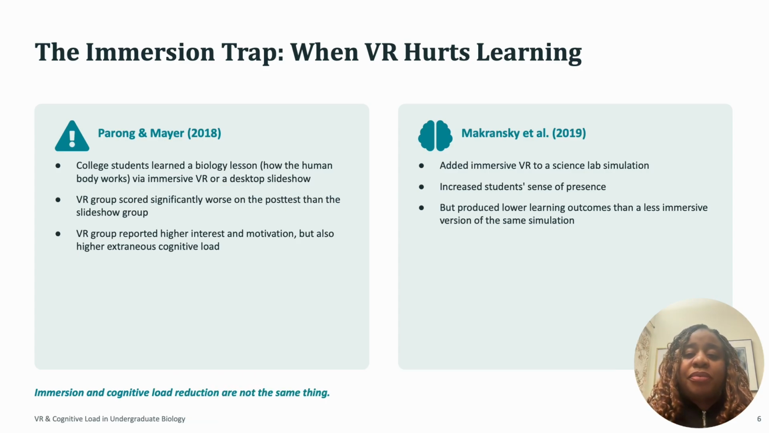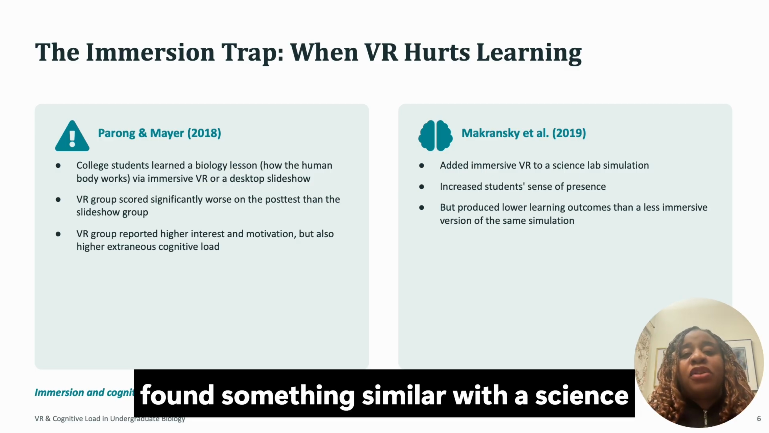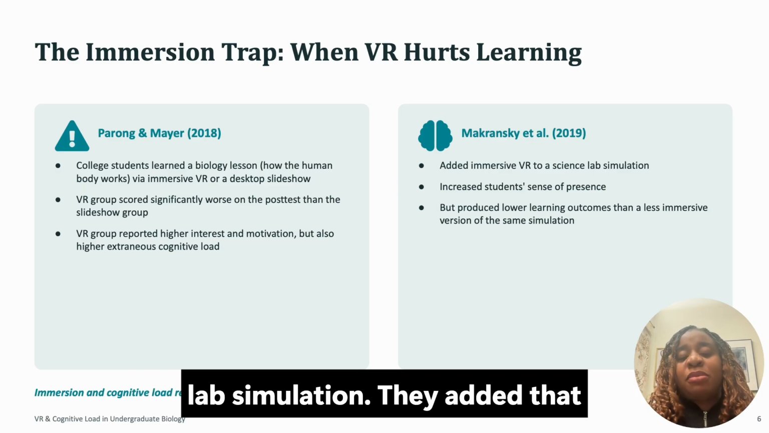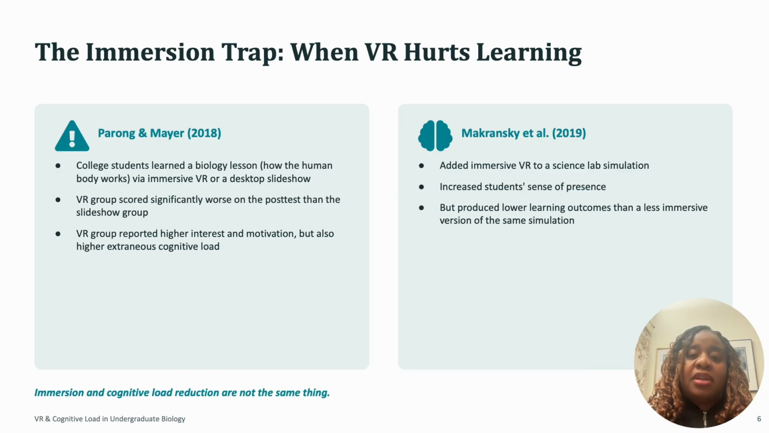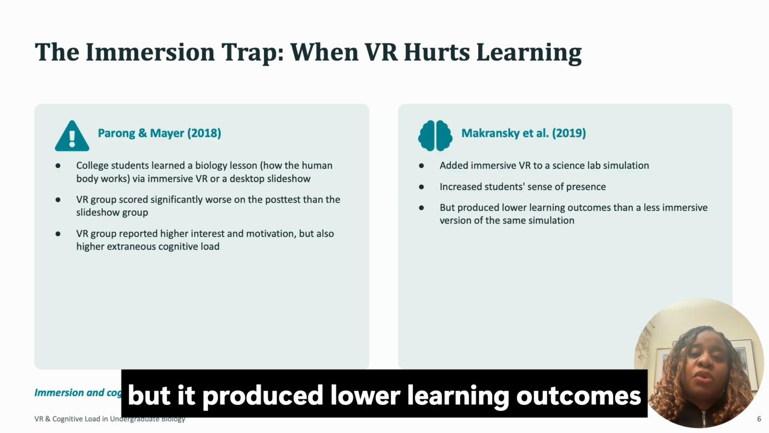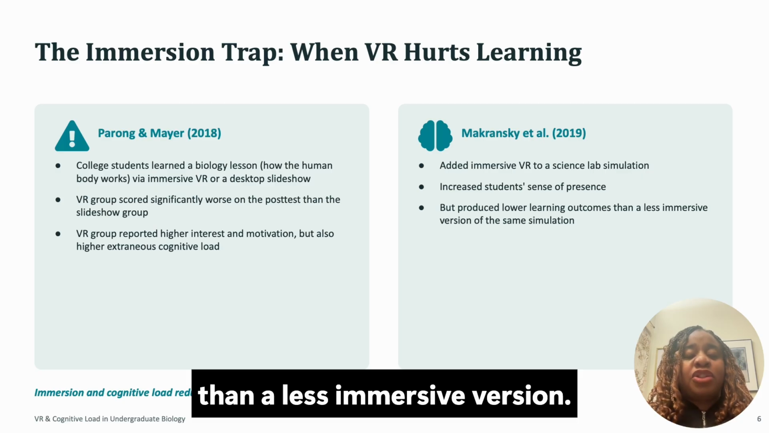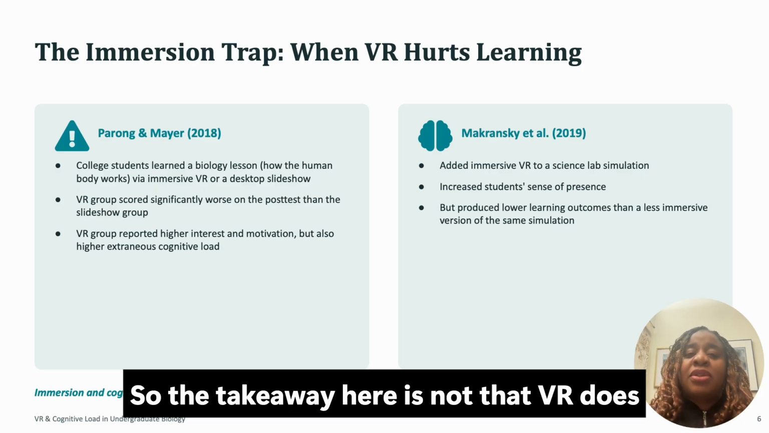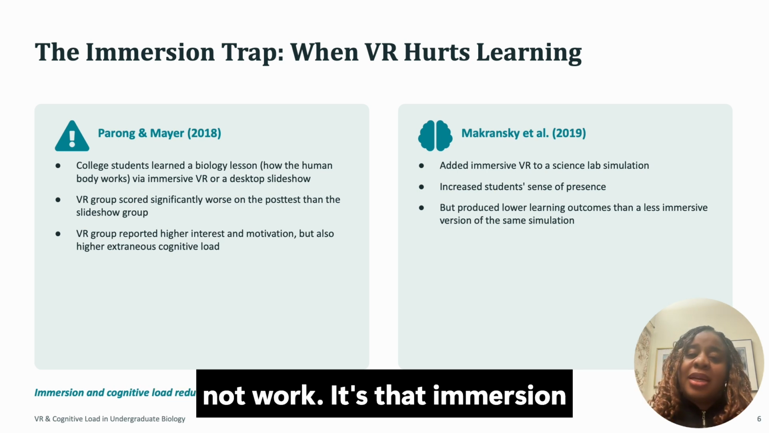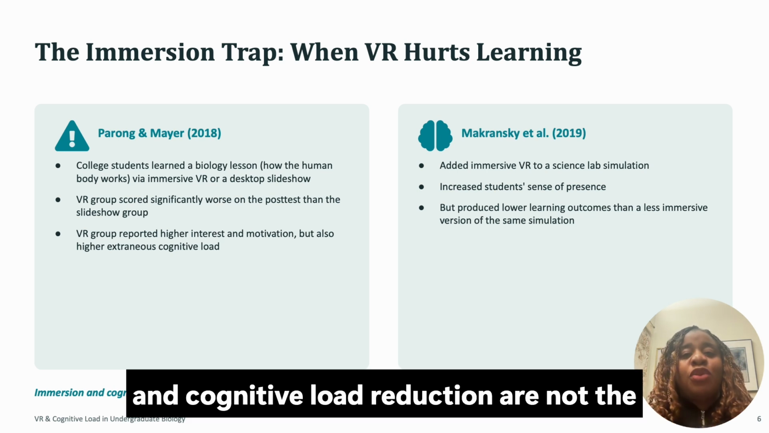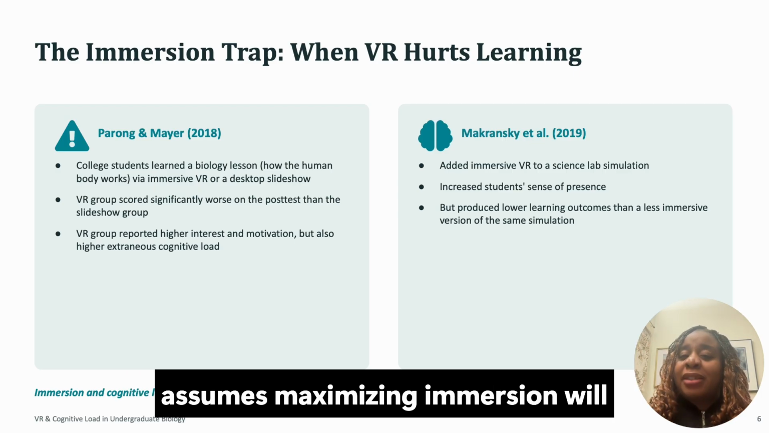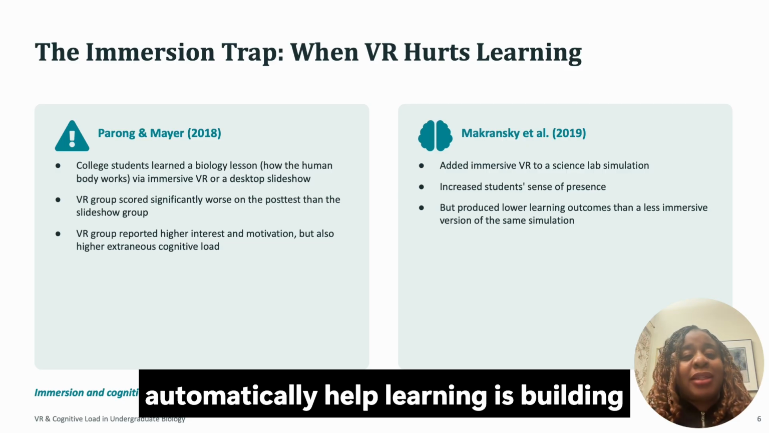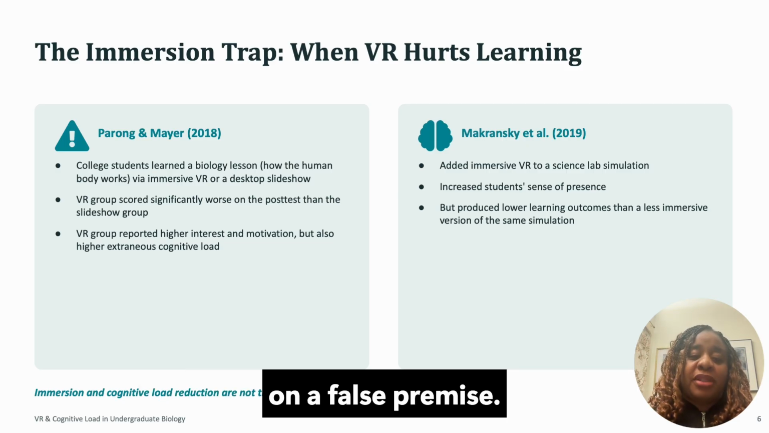On the other side, Makransky et al. 2019 found something similar with a science lab simulation. They found that immersion increased presence, but it produced lower learning outcomes than a less immersive version. So the takeaway here is not that VR does not work. It's that immersion and cognitive load reduction are not the same, and any framework that assumes maximizing immersion will automatically help learning is building on a false premise.